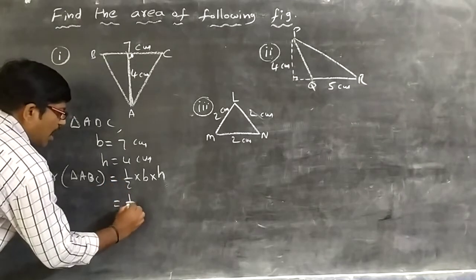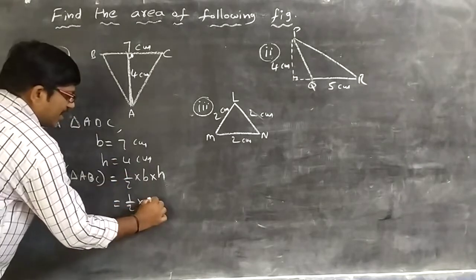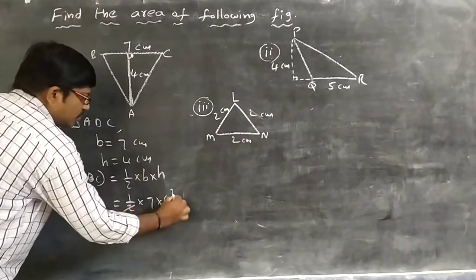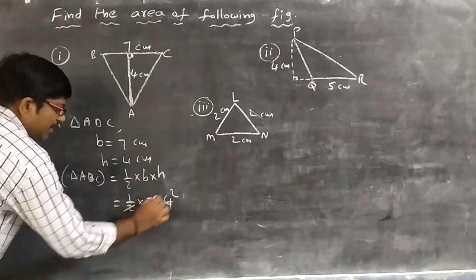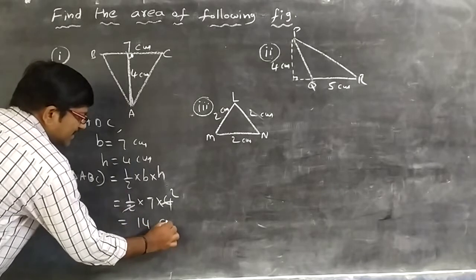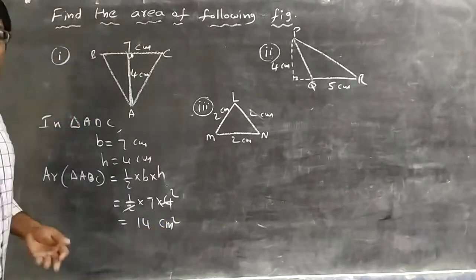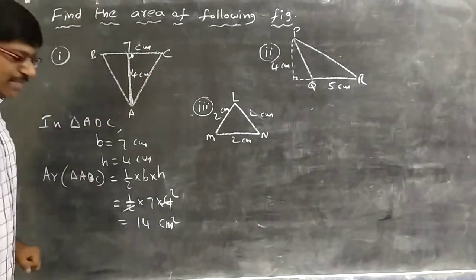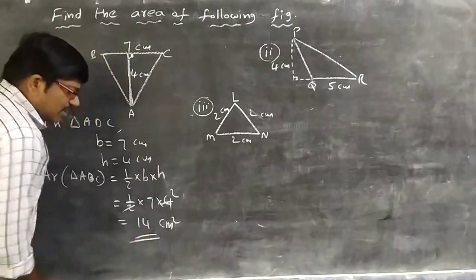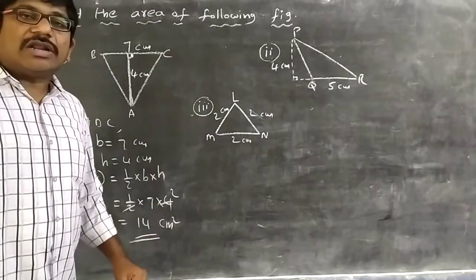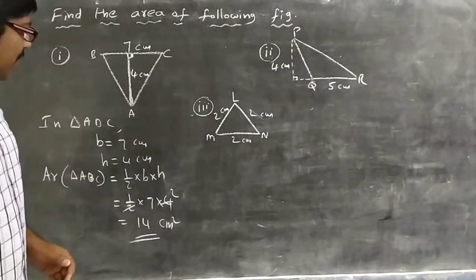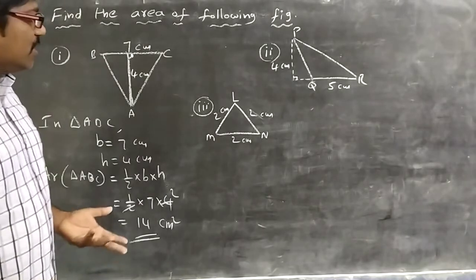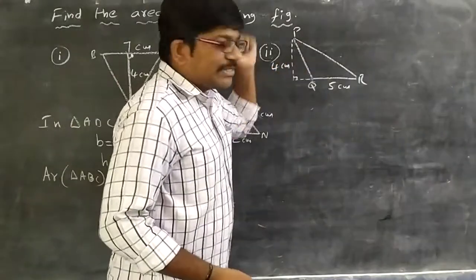That is equal to half into base 7 into height 4. 2 ones are 2, 2 sevens are 14 centimeters square or square centimeters. So the area of this triangle ABC is 14 centimeters square, right? So in this way we can find the area of triangles. Next, go for the next problem, the second problem.